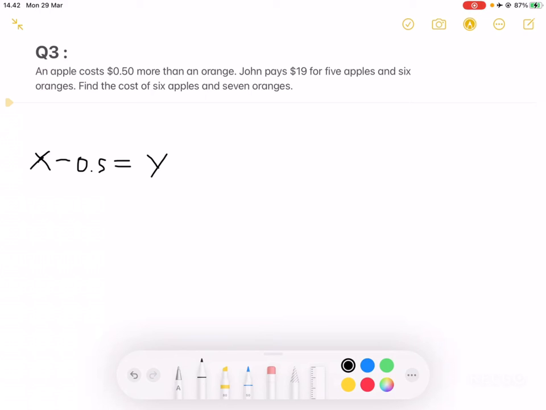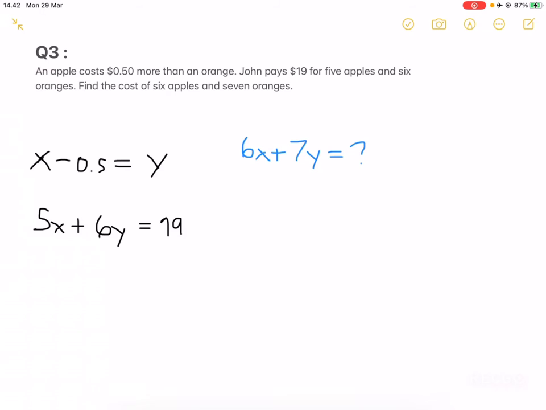From the second sentence, we know that John pays $19 for 5 apples, which will be 5x, and 6 oranges, so there will be 6y, equals 19. Find the cost of 6 apples and 7 oranges. So we need to find the value of 6x plus 7y.